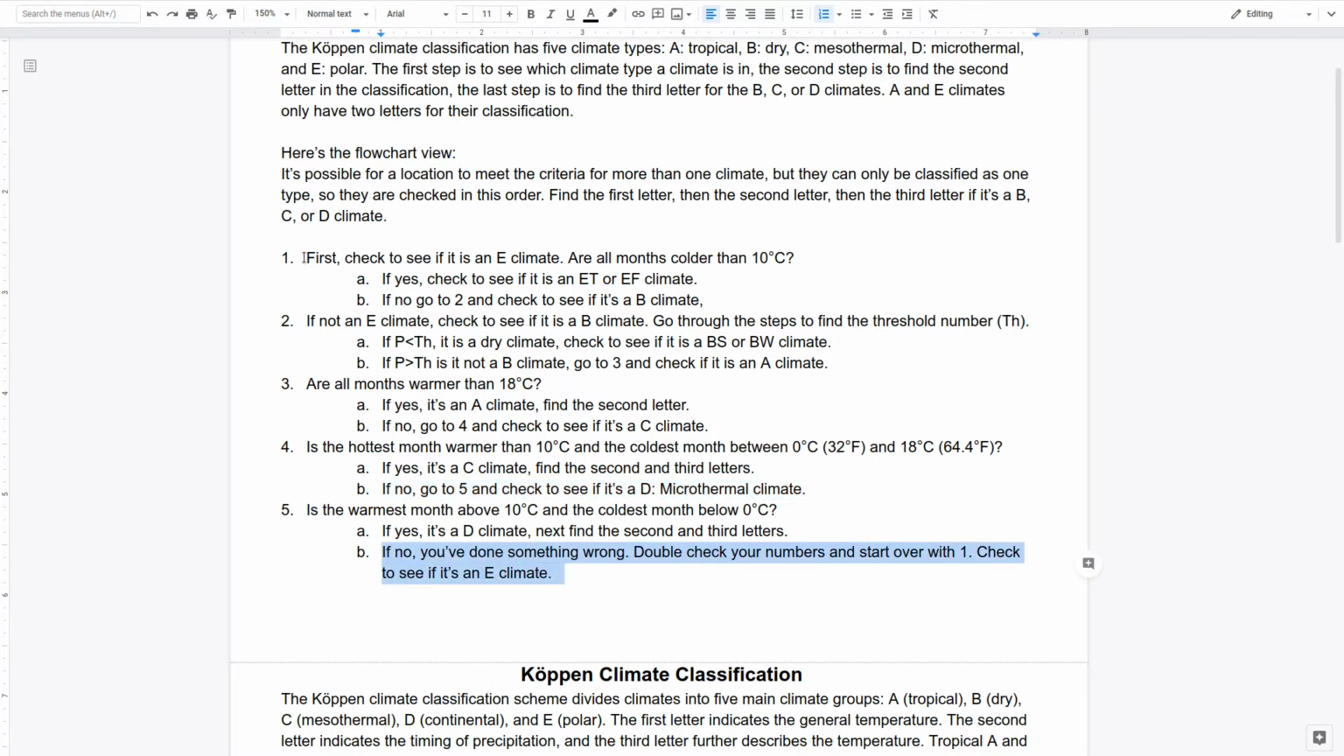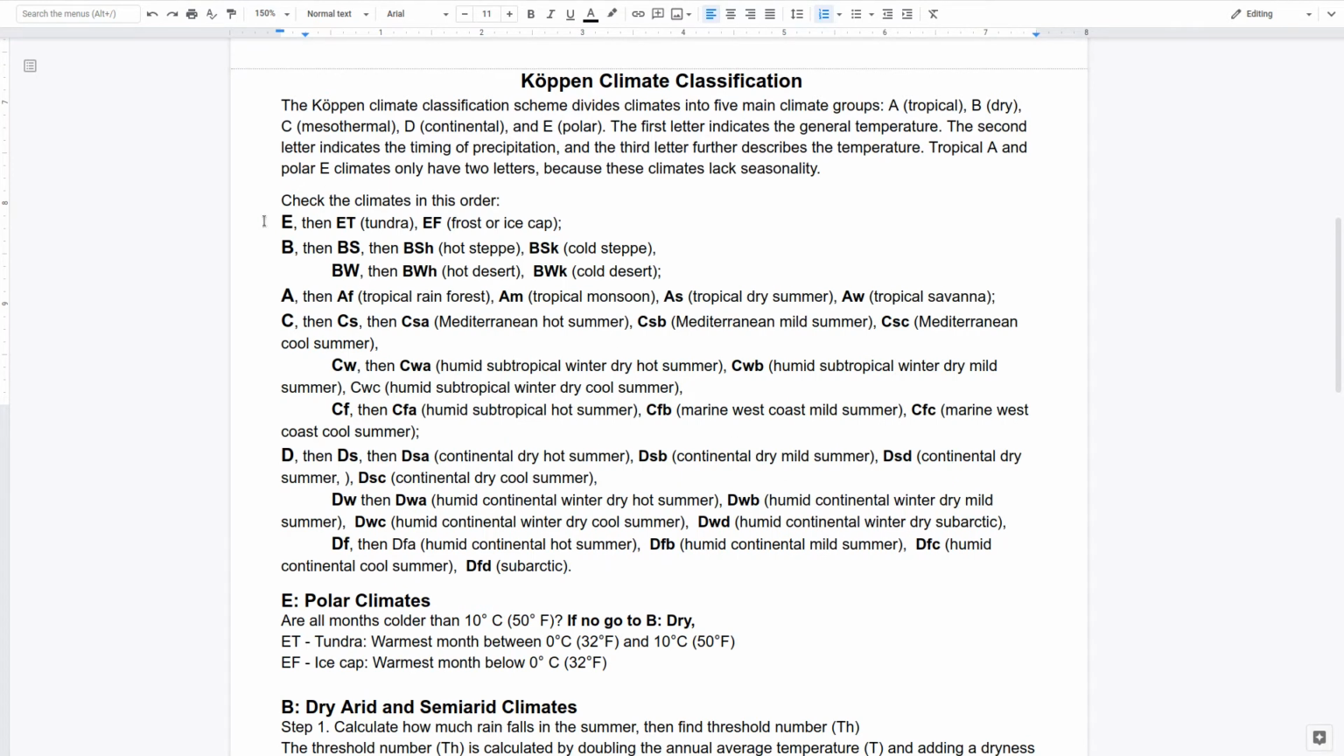So like I said, once you determine it's some sort of E climate, then you have to do more work to see what kind of E climate it is. And here's the full list. So check climates in this order. There are 5 climate groups: tropical, dry, mesothermal, continental, and polar. First letter is the general temperature. Second, the timing of rainfall. The third further describes the temperature patterns. Tropical A and polar E climates only have 2 letters because they don't have seasons.